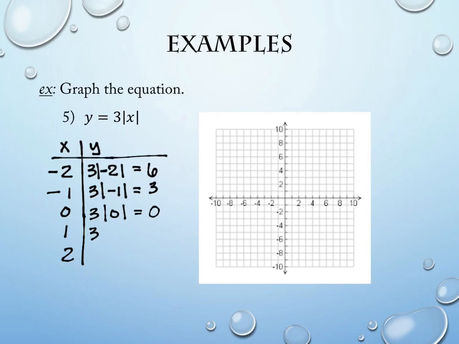Positives are friendlier because they are their own absolute value, because their distances equal their value. So the absolute value of 1 is 1, and 3 times 1 is 3. Then we'll do 3 times the absolute value of 2. The absolute value of 2 is 2, times my 3 would be 6. Okay, so I wrote a lot of work out here on this particular problem. What do you really need to show me?